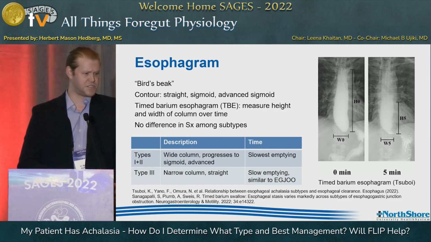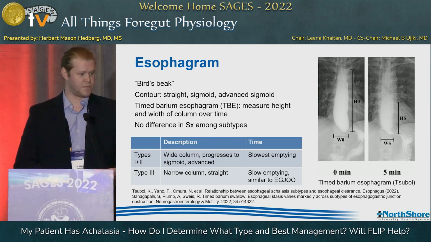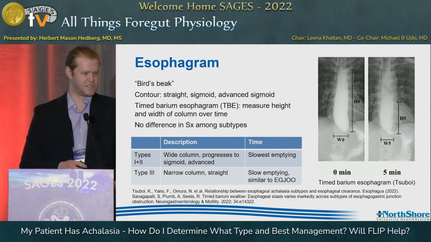In type 3 achalasia, we tend to see a more narrow column of barium, not surprisingly, and it does empty a little bit better than the other subtypes. But these differences we see on esophagram do not correlate to symptom severity.